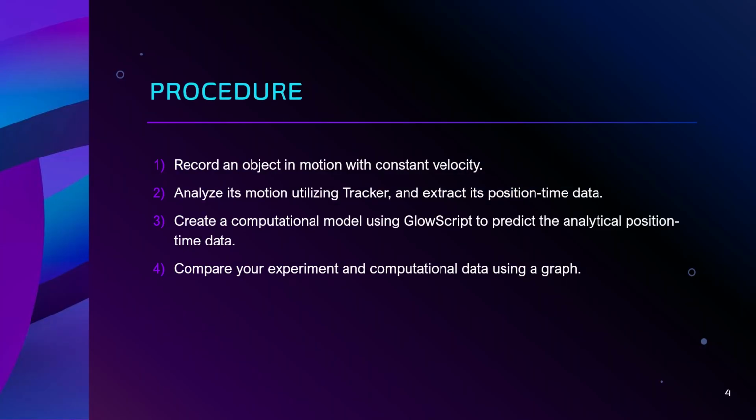So my procedure is that we will record an object in motion with constant velocity. We will then analyze its motion utilizing Tracker and extract its position-time data. We will then create a computational model using GlowScript and predict the analytical position-time data. We will then compare our experiment with our computational data using a graph.